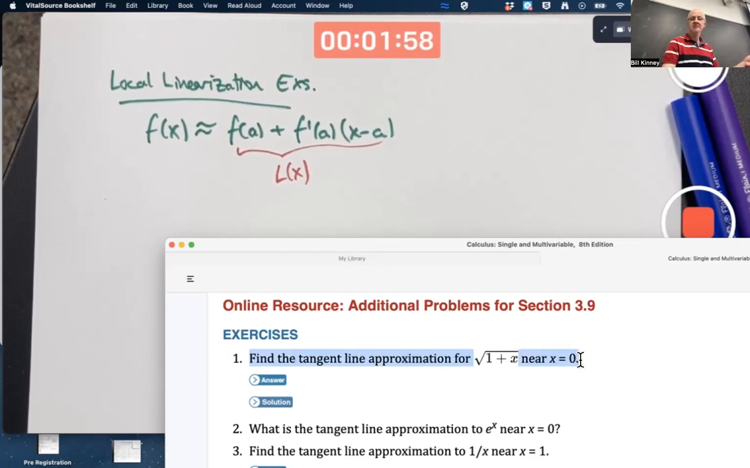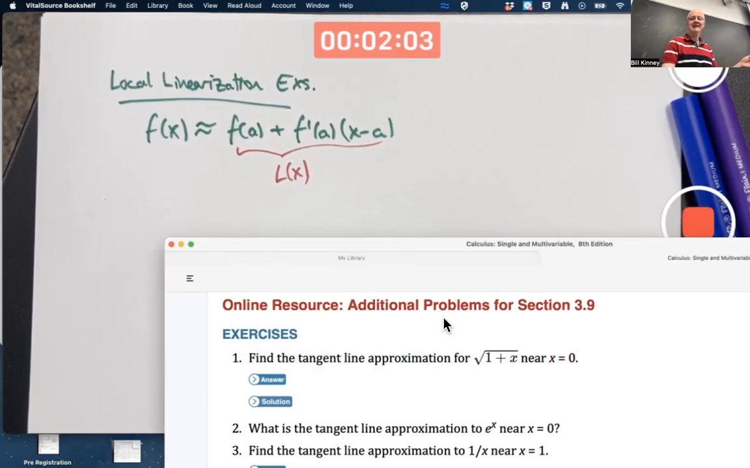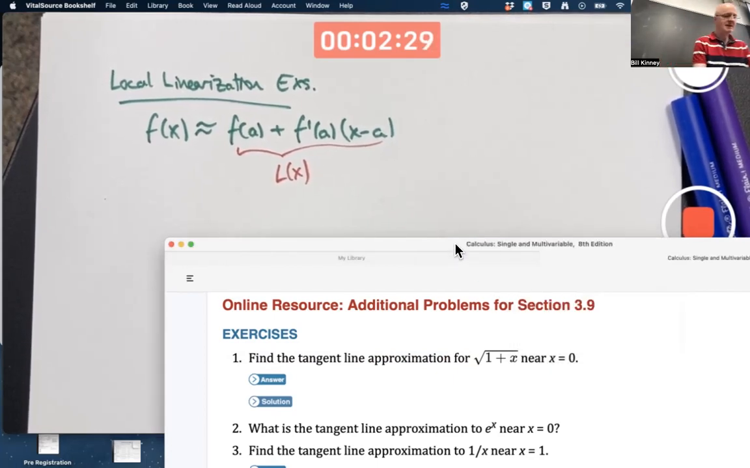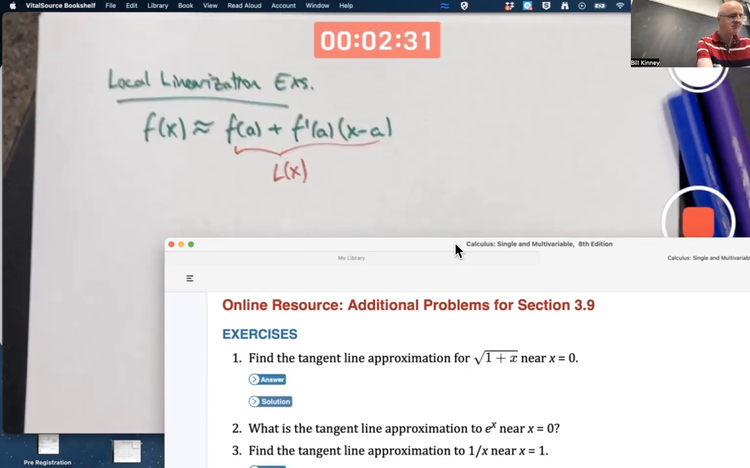Like number 1 here, it says find the tangent line approximation for square root of 1 plus x near x equals 0. So the function f of x is the square root of 1 plus x. And the value that x is near is the value of a. Now, it seems kind of funny. You're saying x equals 0 here, but you're really thinking about just values of x close to 0 when you do the approximation. But saying x equals 0 specifies what a is. So in this problem, a is 0.